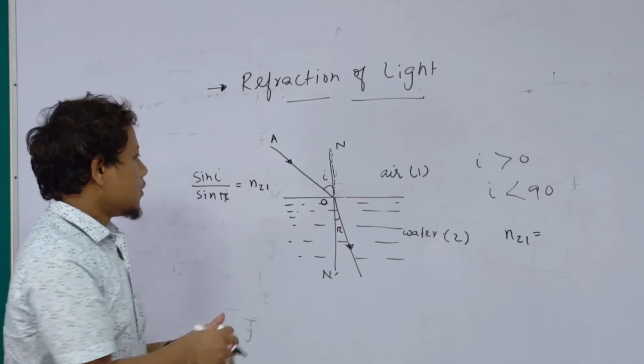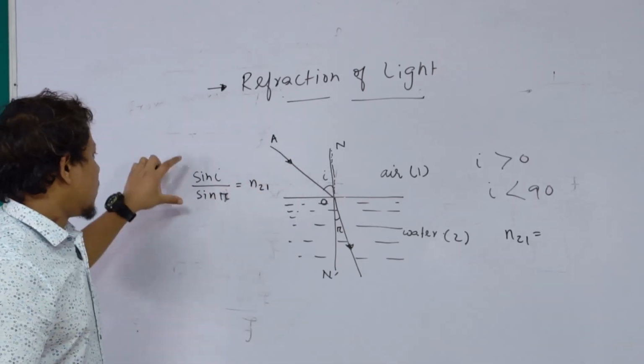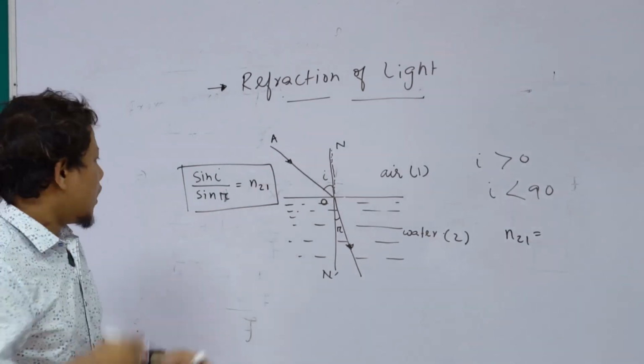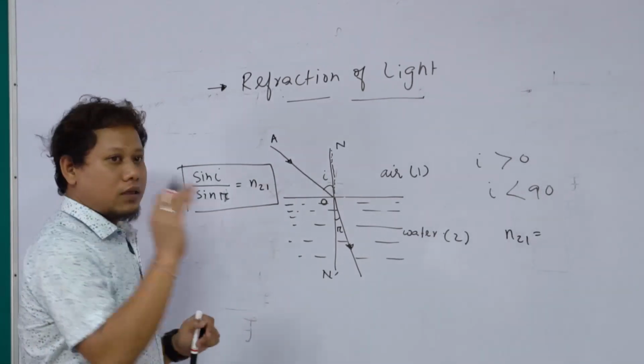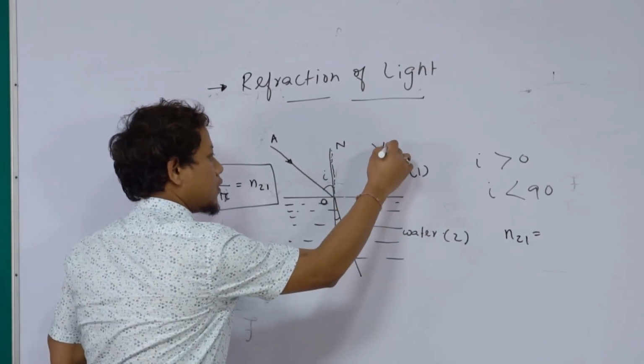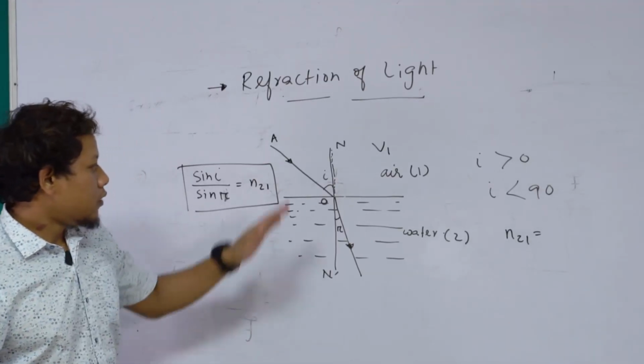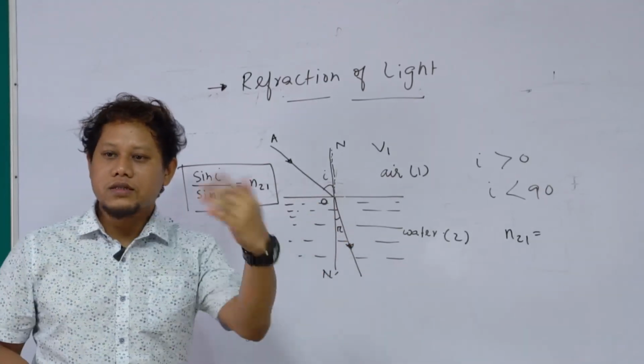So now again, this ratio can be expressed in a different way also. Suppose the velocity of the light in this medium 1 be v1. As you can see, when it enters another medium, it changes direction.